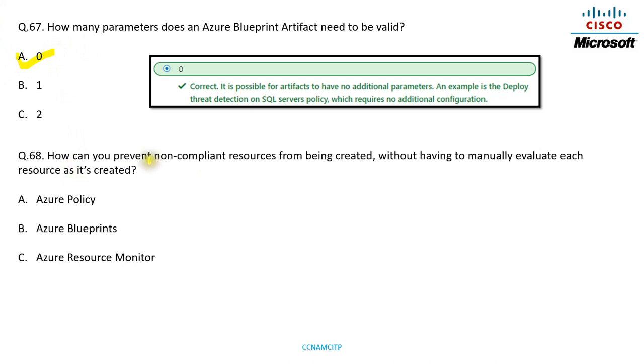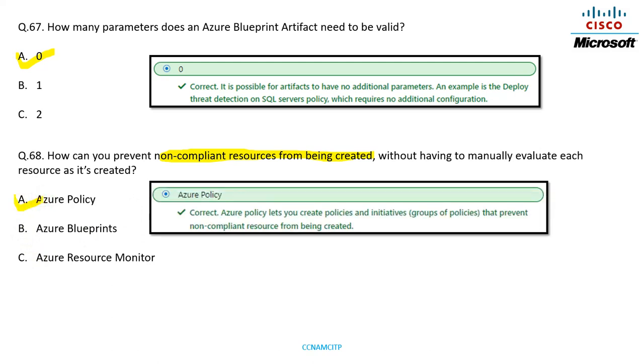Okay, next one is, how can you prevent non-compliant resources from being created, without having to manually evaluate each resource as it's created? So what can you use for this? Either you can use Azure Policy or Blueprint. So let's see the correct answer, Azure Policy.